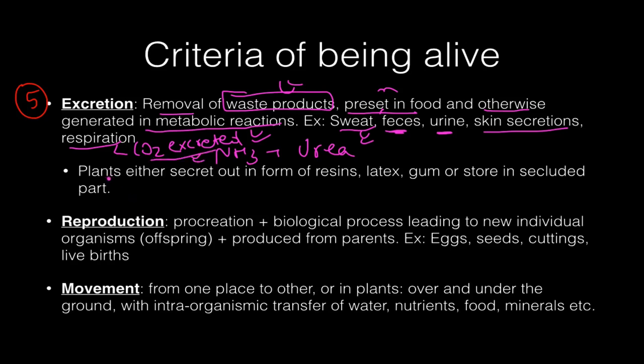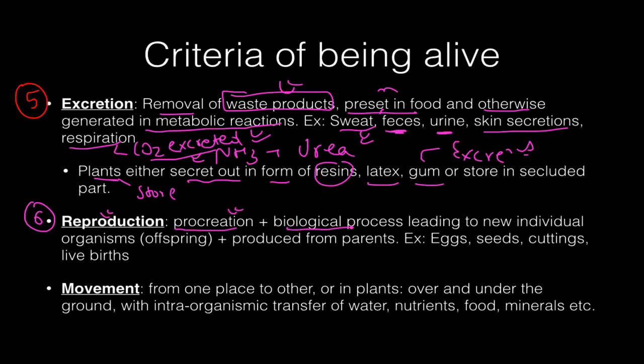Now plants also excrete. They can excrete in two manners. Either they can store waste in some secluded location so it does not harm the plant in total, or they can secrete it out in the form of resins, latex, gum. Whatever comes out, they are all excretions of the plants. The sixth criterion is reproduction. They need to be able to procreate, because it's a biological process which leads to the development of a new individual organism, offspring, which is produced from the parents. This is the definition of reproduction.